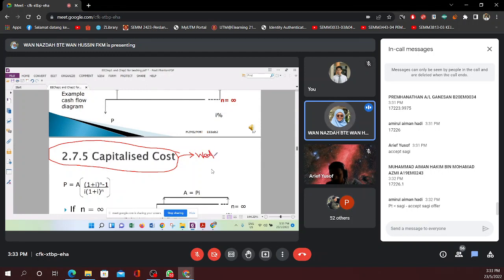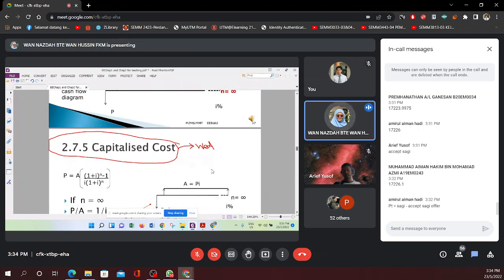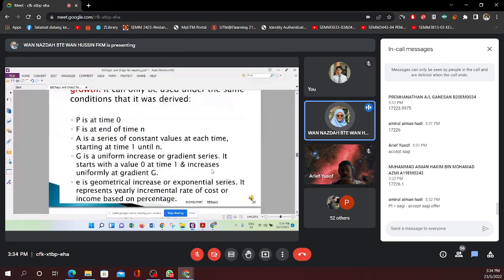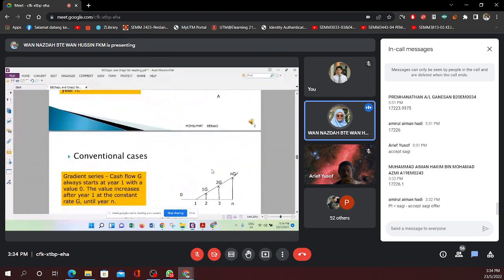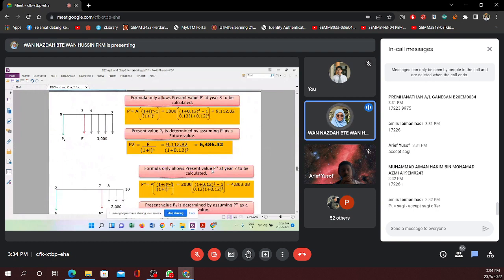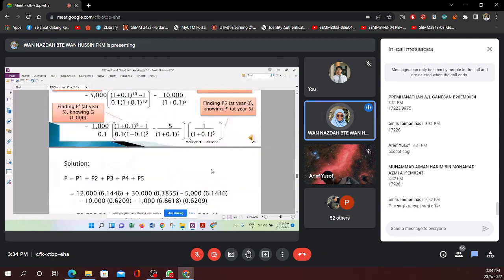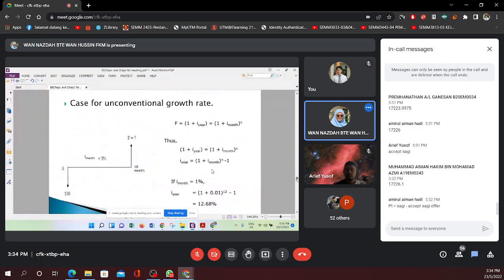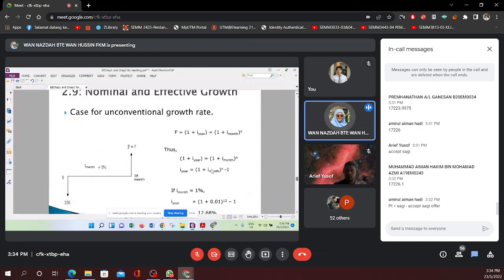This capitalized cost is also a very popular question every semester, be it during a test or the final exam; you will always get a question related to capitalized costs. So we will cover this on Wednesday. Then we proceed to the next one, the combined factor, which we have completed. Finally, the third one is effective and nominal growth.